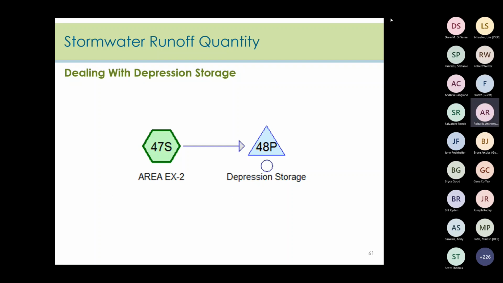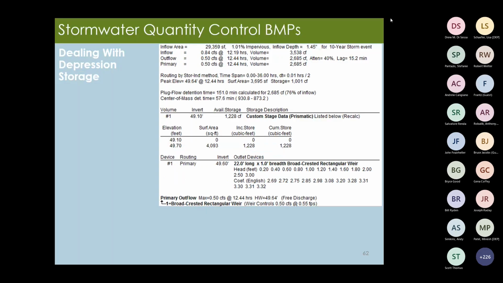So this is an example of depression storage modeled in HydroCAD. The contributory drainage area is routed to the depression, and the reviewer can input the parameters into HydroCAD or other modeling software to make sure that the depression area was calculated correctly. So in this case, the depression is modeled as a small detention structure discharging over a 22-foot long broad-crested weir. And the lowest elevation here is 49.1 feet, and the highest is 49.7 feet. And all of this information is taken from the site conditions.